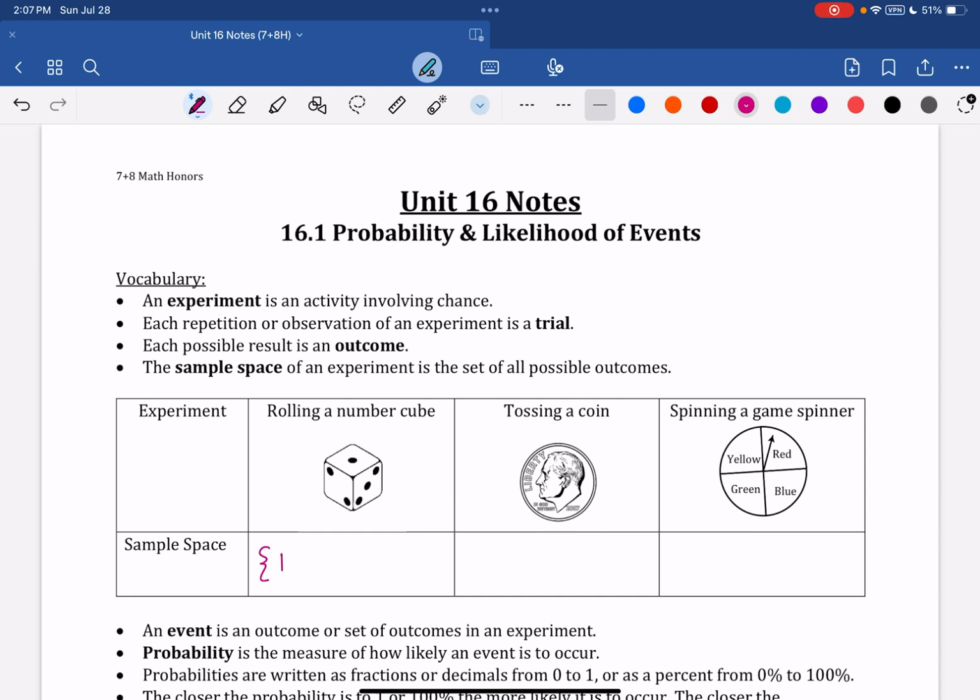The possible outcomes, you can roll a 1, you could roll a 2, you could roll a 3, you can roll a 4, you can roll a 5, and you can roll a 6. If you're tossing a coin, you can get a heads, or you could get a tails. If you're spinning that game spinner, you could get red, you could get blue, you could get green, or you could get yellow. Those are the sample spaces for those particular events.